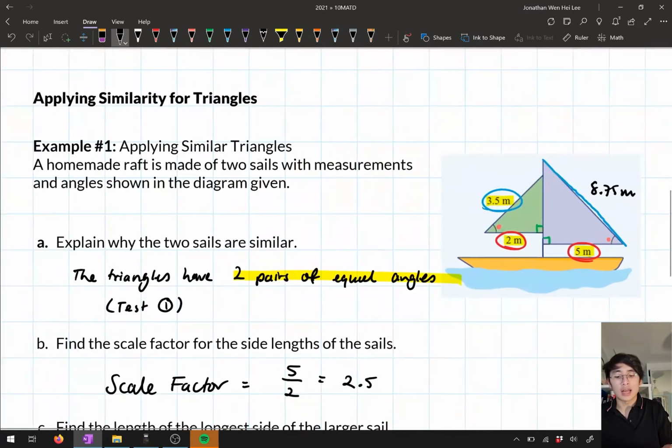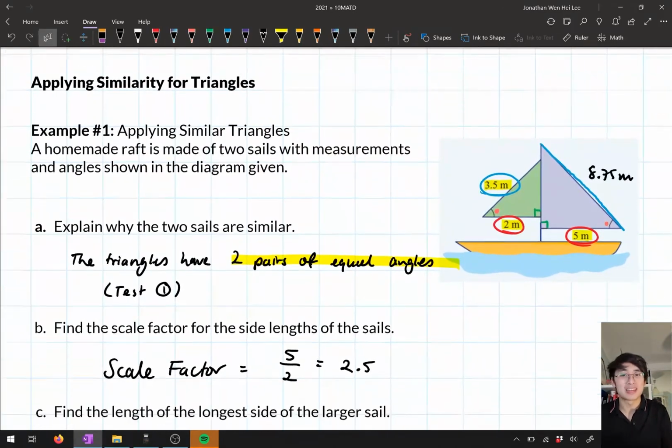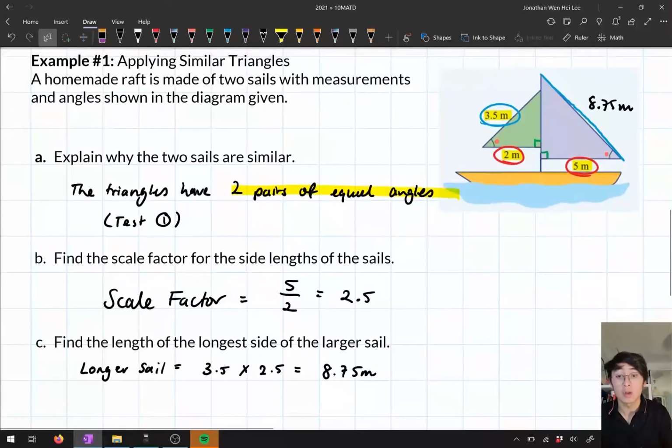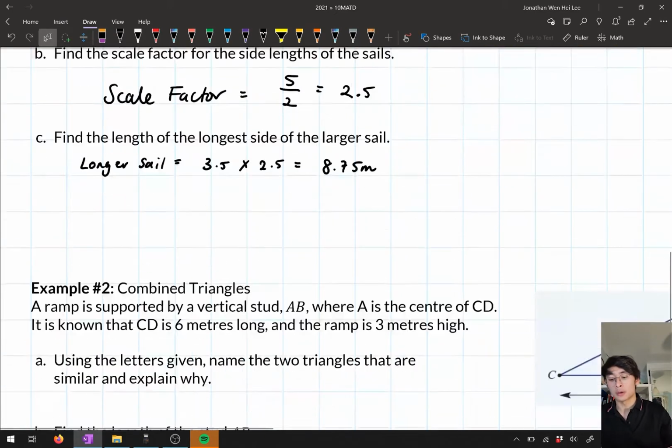So that's how we can use our scale factor to help us find missing sides in our triangles. And this is very similar to the stuff that we looked at the end of last lesson. We're just going to do a few more examples to apply this particular skill. Okay, so that's the first part of the first example. Let's have a look at another one.